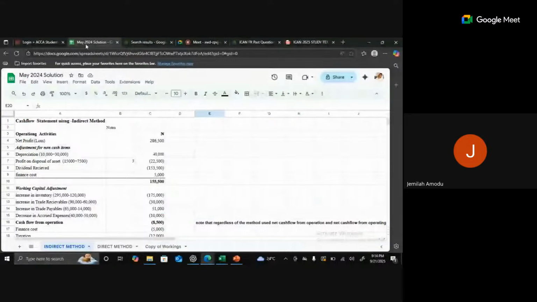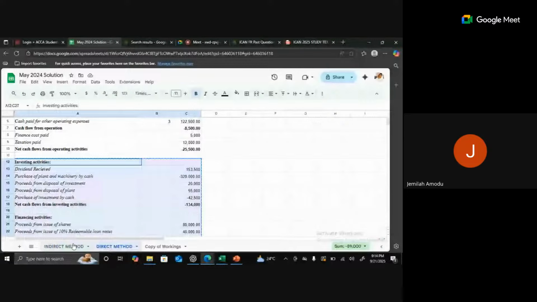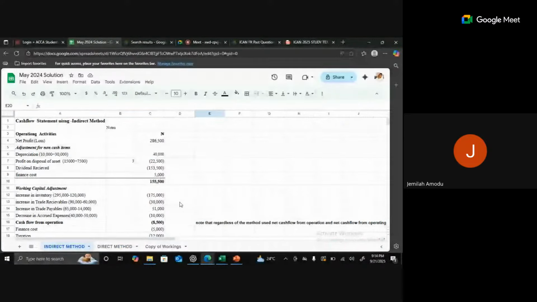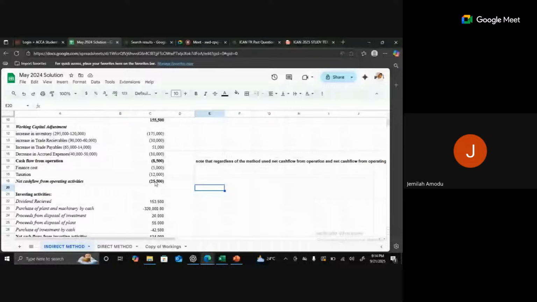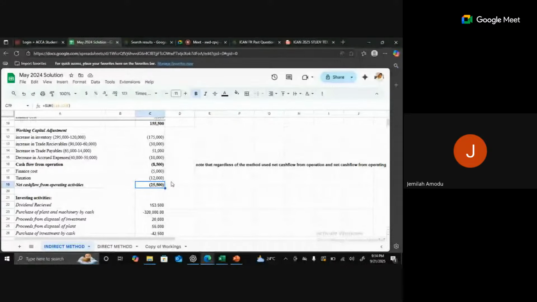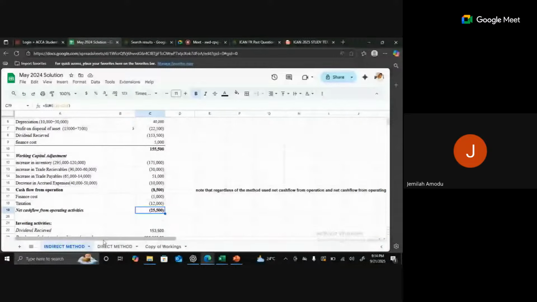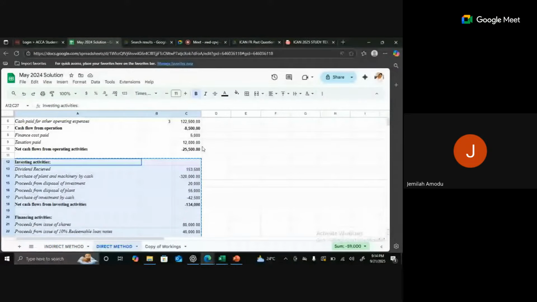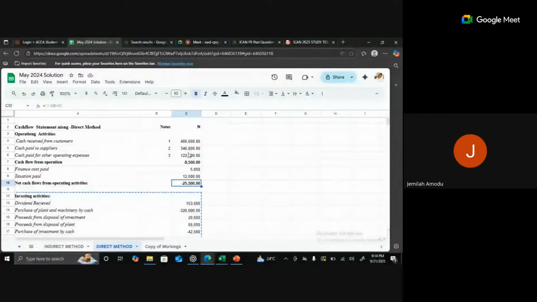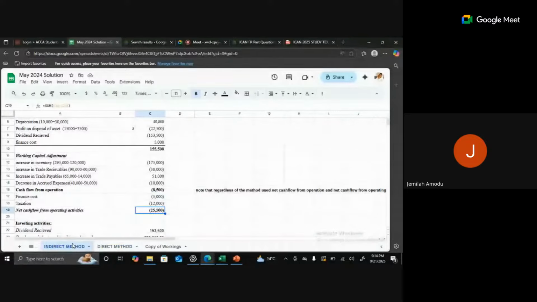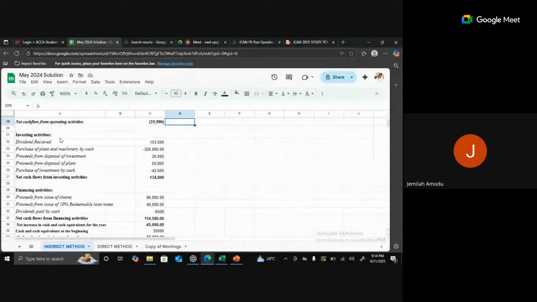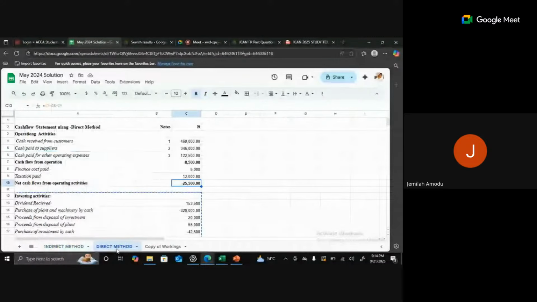So basically, what I want to show you is what we were explaining, right? Regardless of whether you are using the direct or indirect method, your cash flow from operating activities will always be the same. This is what we got using the indirect method, and it's the same thing we got using our direct method. As for the other two segments, nothing is changing. I didn't do anything else, I just copied what we have here and pasted it there.